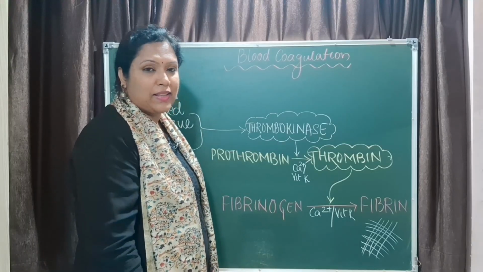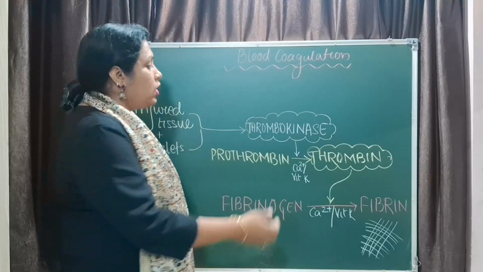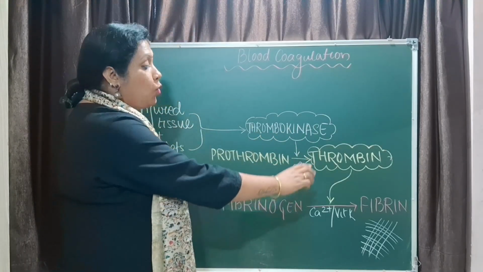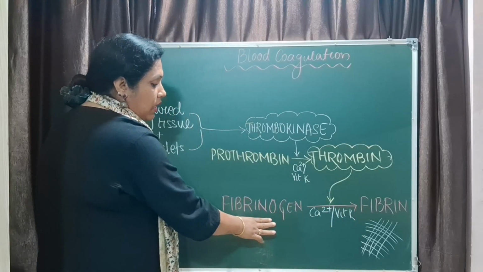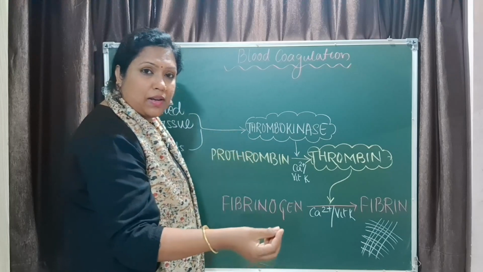that is why we say vitamin K is very important for our blood health. It helps in coagulation of blood. This is the reason. So, thrombokinase converts prothrombin into thrombin, which again acts as the catalyst for the conversion of fibrinogen. Fibrinogen is a soluble protein present in your blood.